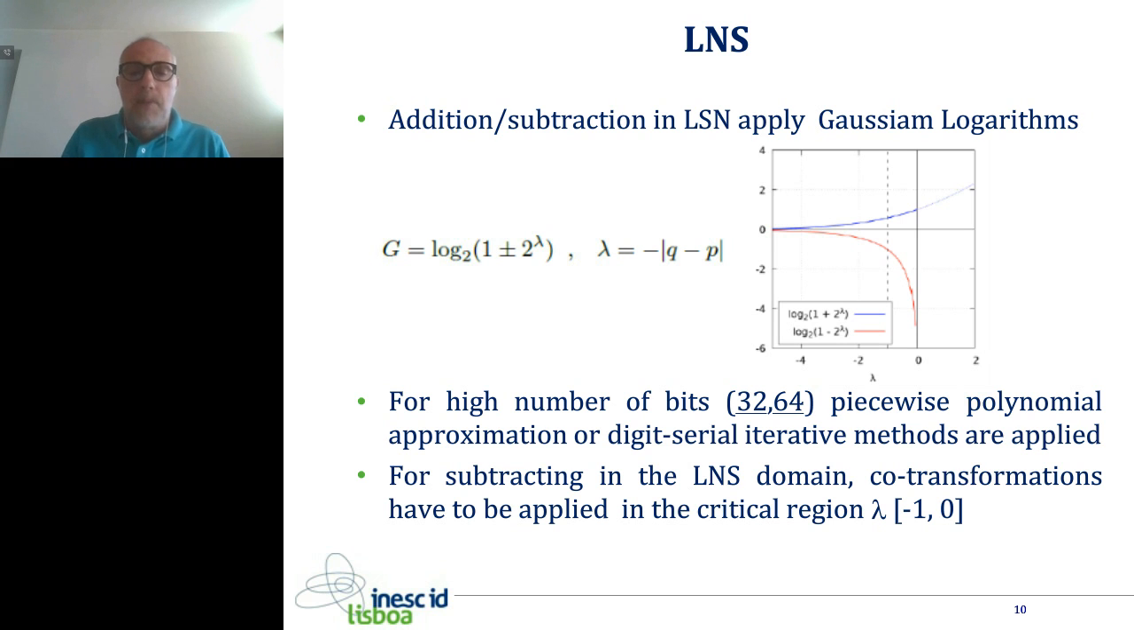On the other hand, the other problem is that for subtracting in the logarithm number system, when we are in the region between -1 and 0 for this lambda, as we see in the graph, it goes to minus infinity. So you need to apply a co-transformation just to get the value in this interval between -1 and 0.